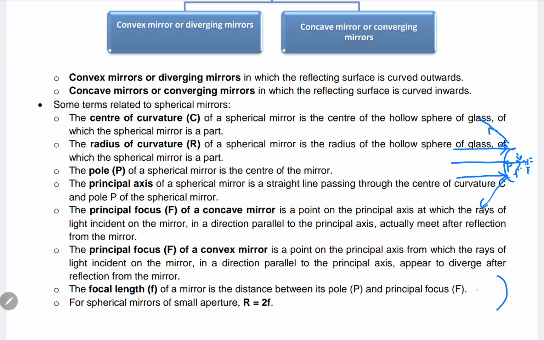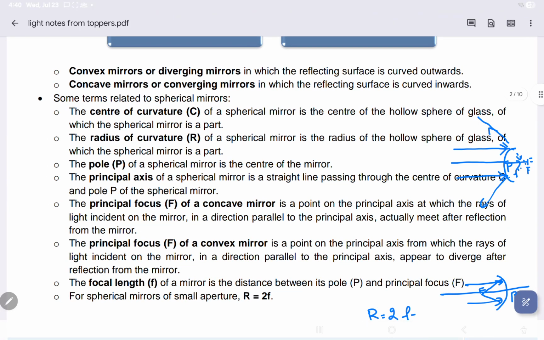If it is a concave mirror, if you see here, this is the principal axis, so the rays are going to converge like this, and this is the focal point. The distance between the focal point and the pole is known as the focal length. The focal length is small f, and always R is equal to 2 times the focal length.